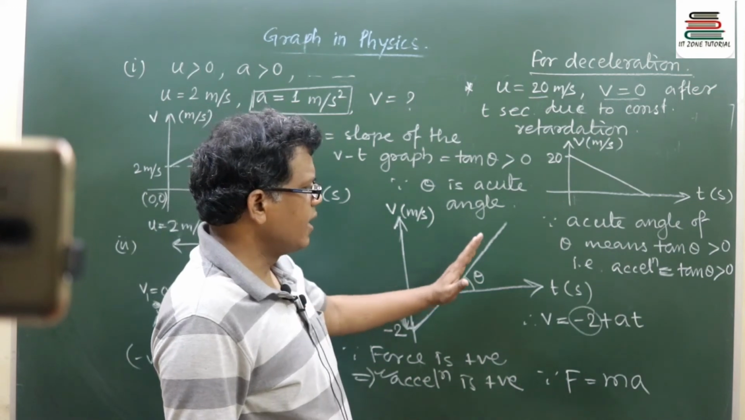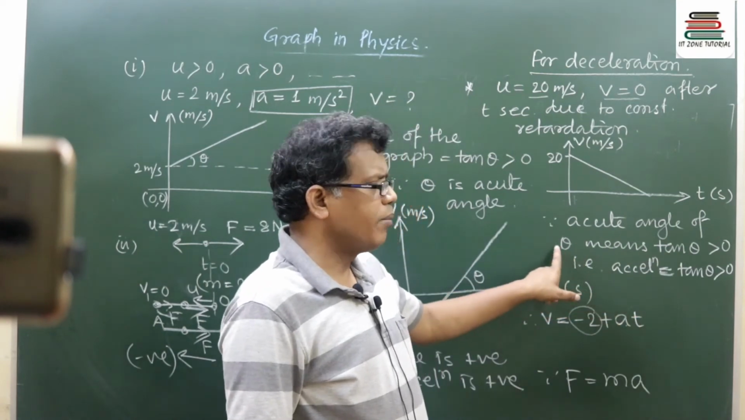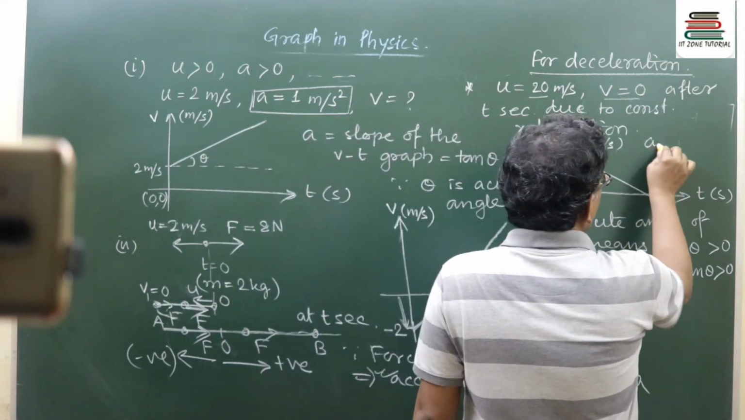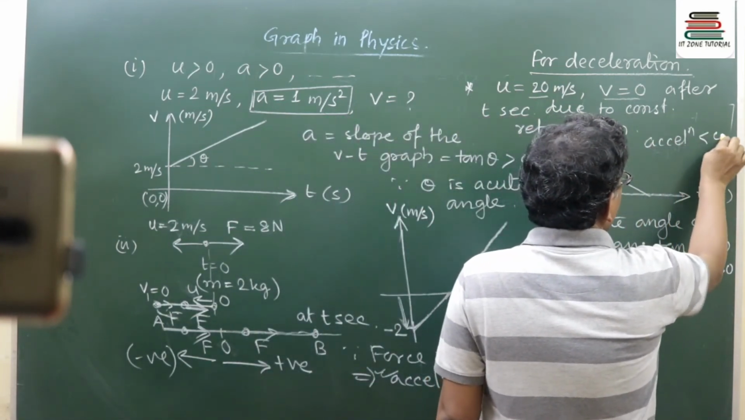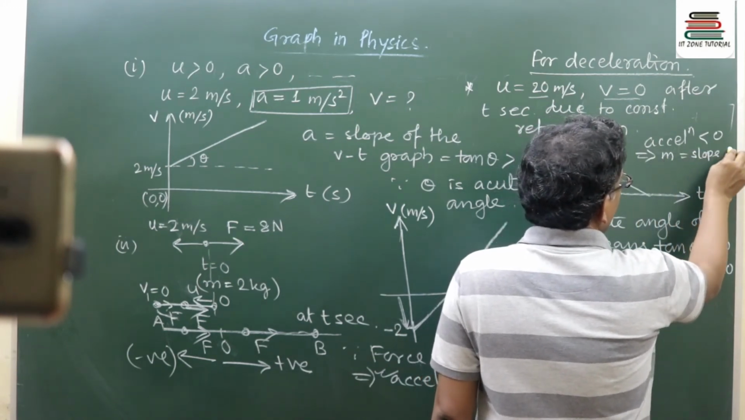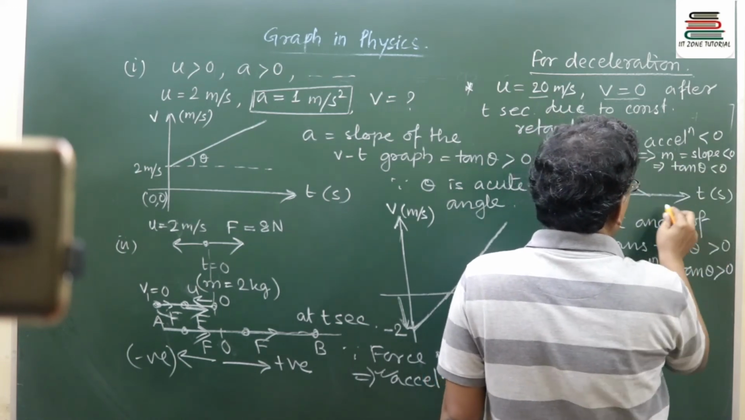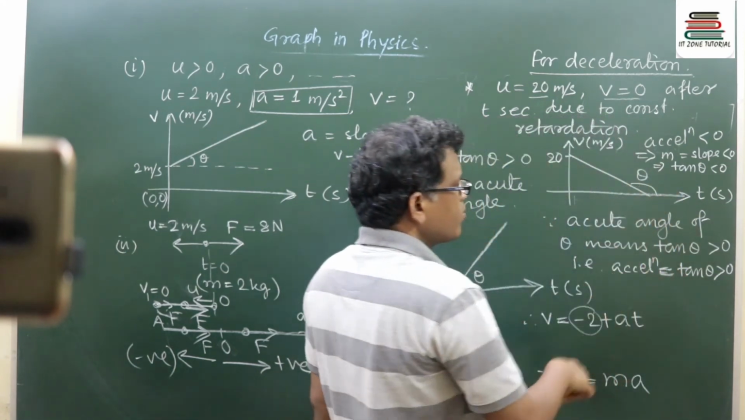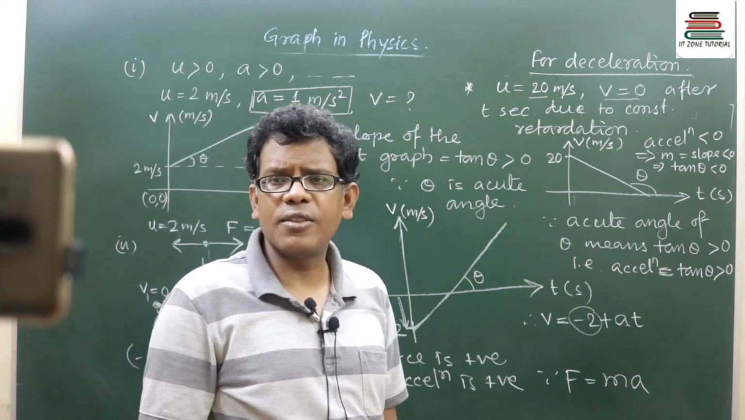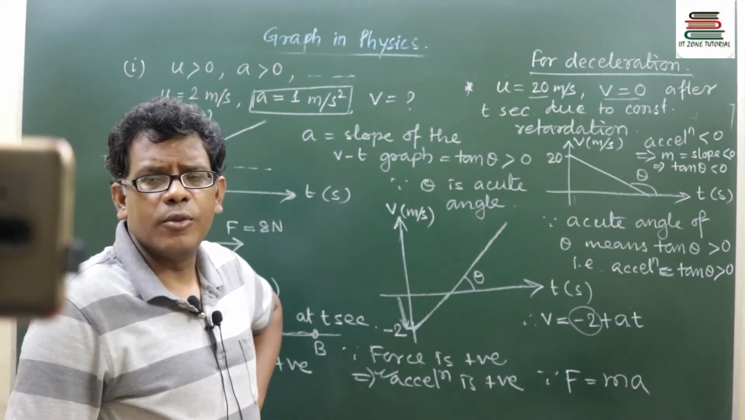So when acceleration is to be represented as positive, the slope must be positive, and that is possible when theta is acute. When acceleration is negative, that means m, that is the slope, is negative, so tan theta must be negative in the graph. So yes, theta is an obtuse angle now. Theta is an obtuse angle now, isn't it? Yes or no, tell me. We know that tan of an obtuse angle is a negative value.